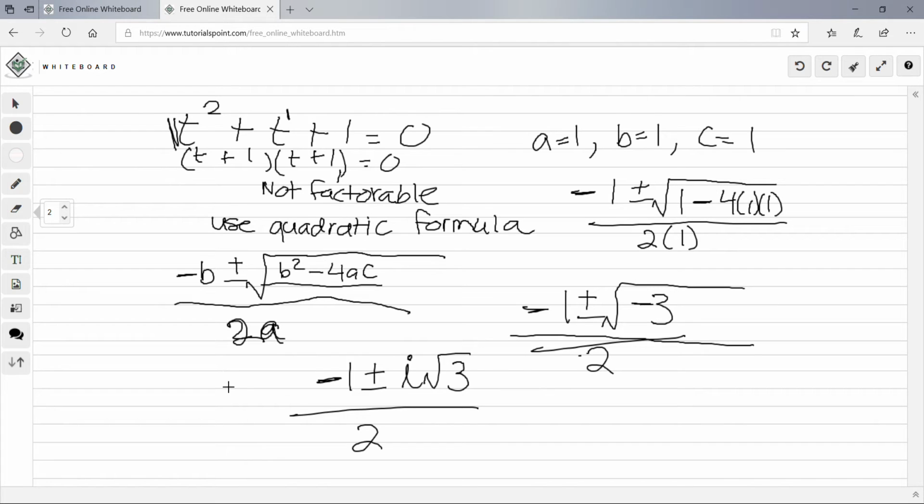So these are our t values. You're going to get two answers. You can leave it like this, or you can write it as negative 1 plus i square root of 3 over 2, comma, negative 1 minus i square root of 3 over 2. This form is the same thing as this, so either answer is correct.